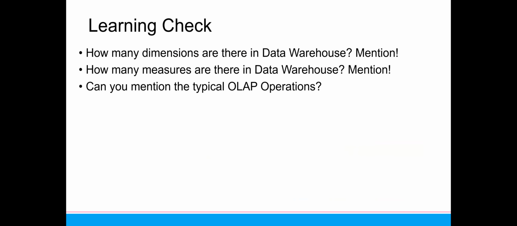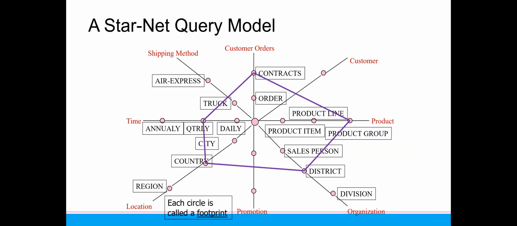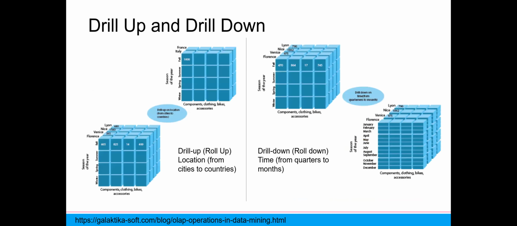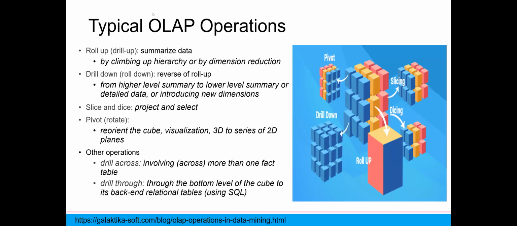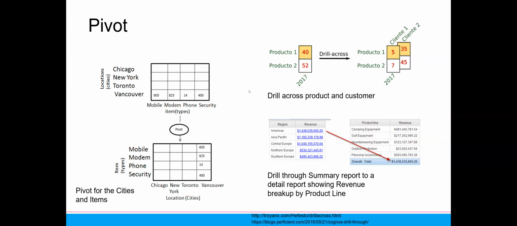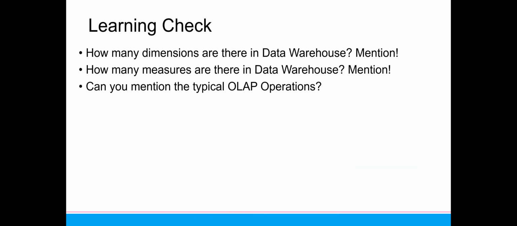And mention the typical OLAP operations. These are the typical OLAP operations. We can have roll up or drill up, drill down or roll down, slice and dice, pivot, drill across, and drill through. So this is the typical operation in OLAP. I will stop this video here and I will continue with another video.